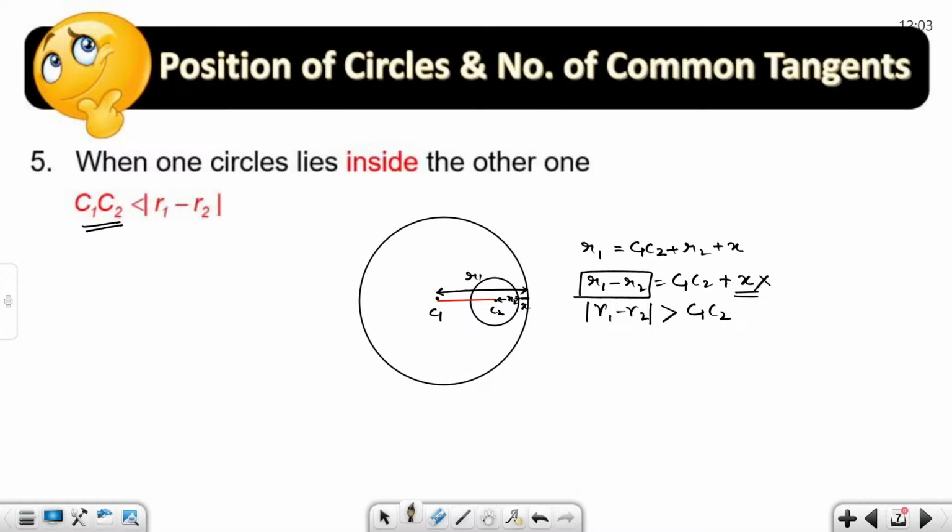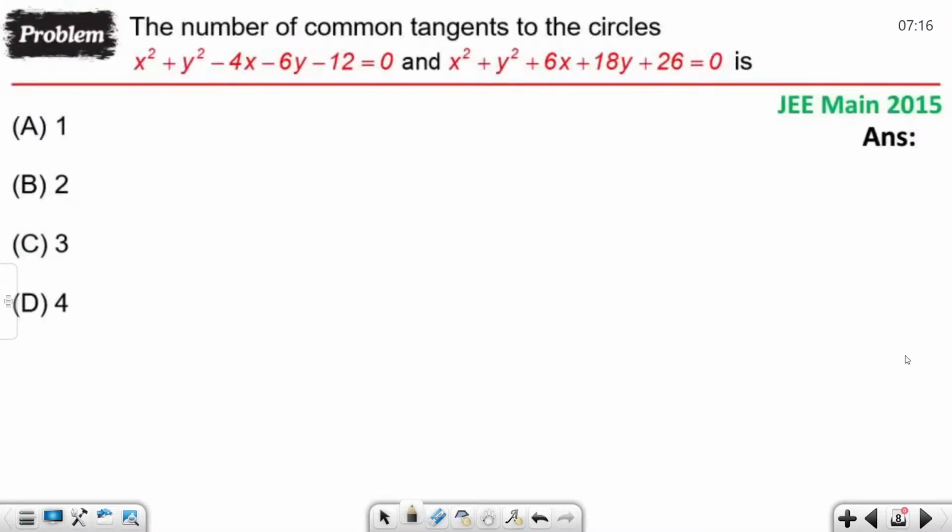Okay, now let us take some problems based on the position of circles and number of common tangents. This sum came in JEE Main 2015. Here we have to find out the number of common tangents to the circle. So before knowing how many common tangents are possible, we must know the position of these two circles.